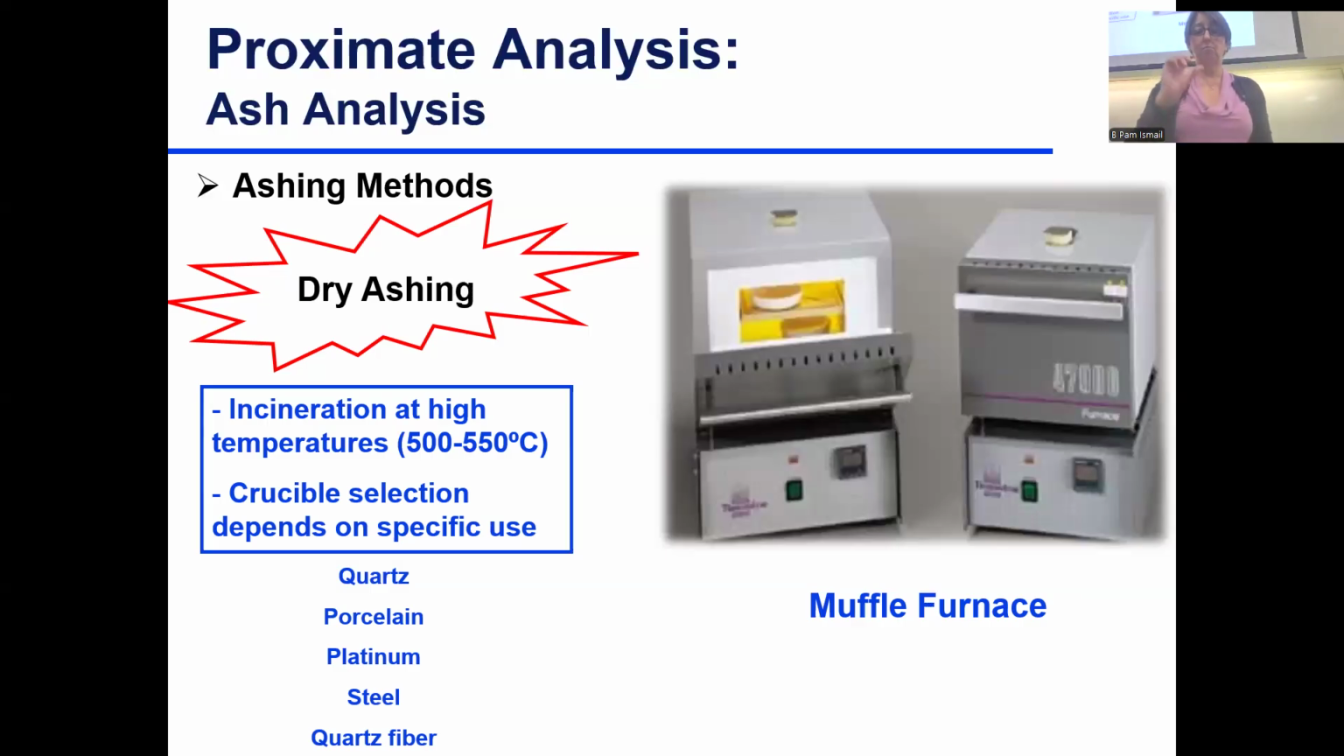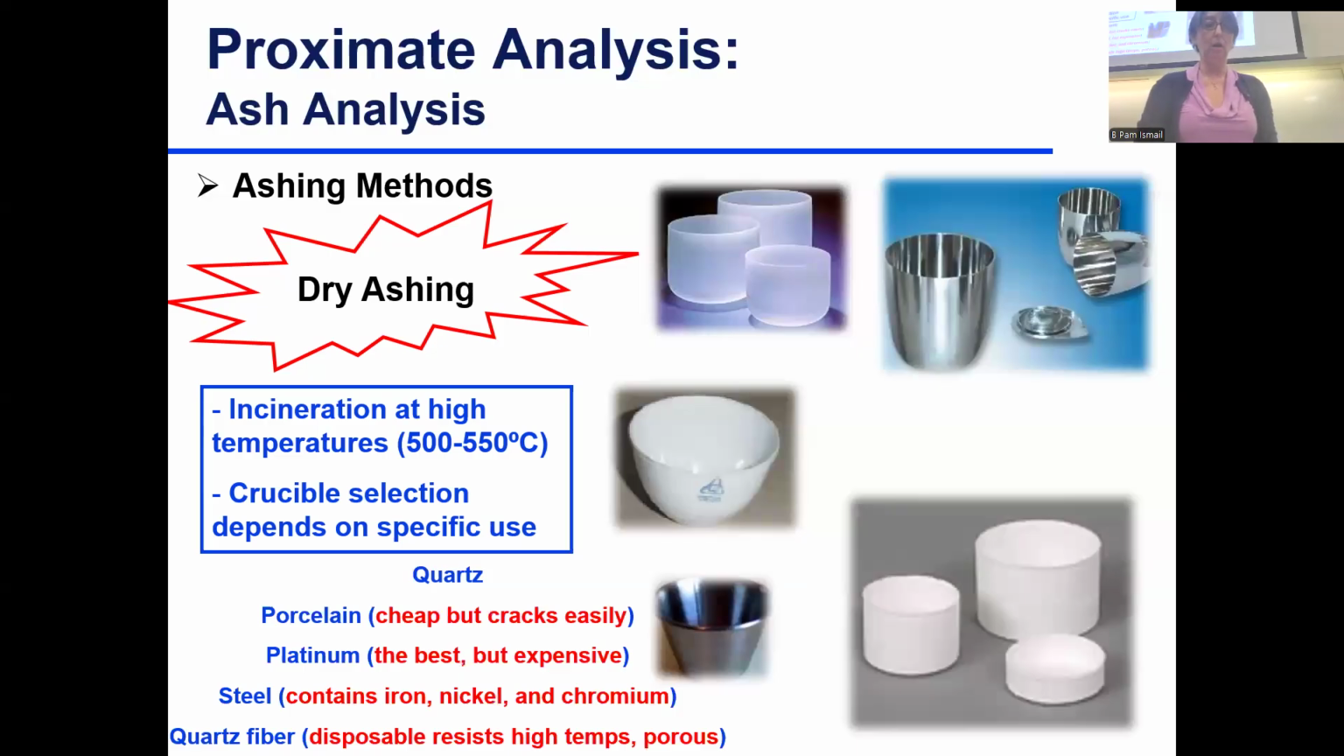You get to choose different types. You have different types of crucibles. So the different types of crucibles, you get quartz, which is the most expensive and very durable for acid food and very durable at high temperature. Not so much durable for alkaline food.